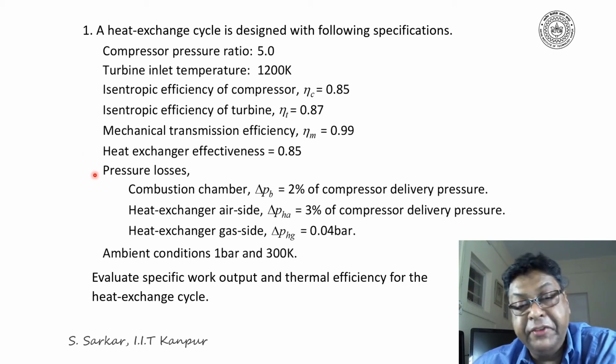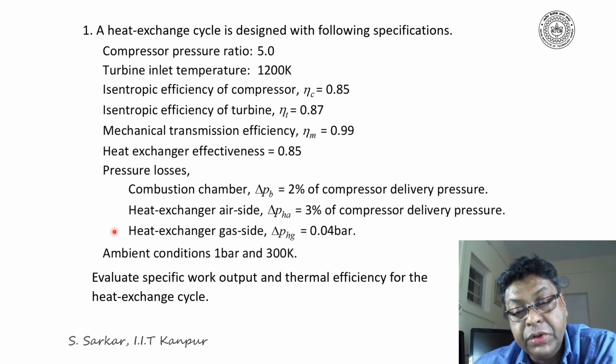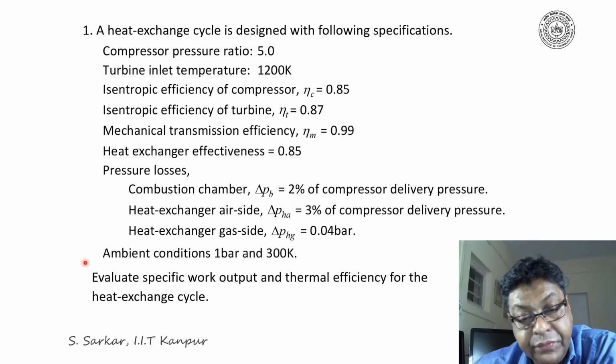The pressure losses in different components are given below. Combustion chamber, del PB, is 2% of delivery pressure. Heat exchanger air side, del PHA, is 3% of compressor delivery pressure. Heat exchanger gas side, del PHG, is 0.04 bar. Ambient conditions are given as 1 bar and 300 K. Evaluate the specific work output and thermal efficiency of the heat exchange cycle.